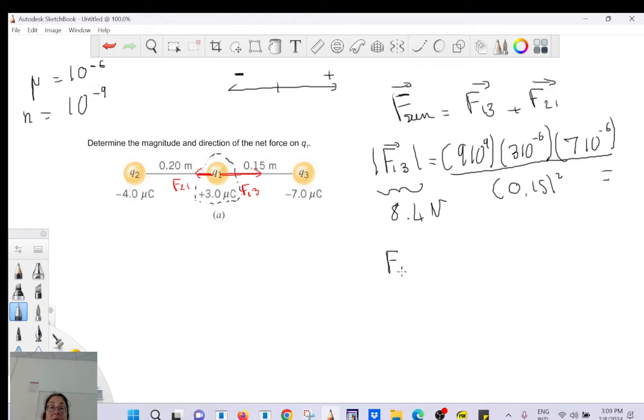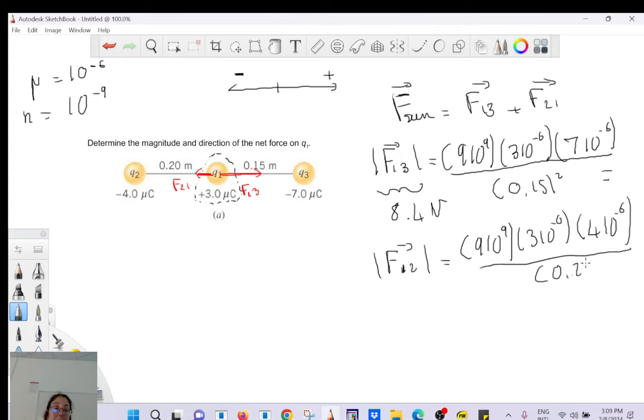Let's do the same thing for 1, 2. Find the magnitude for 1, 2. 1, 2, 2. Or 2, 2, 1. So you do the same thing, okay? Just the magnitude. So what do you get? 2.7 newtons, very good. So you have 8.4 to the right, 2.7 to the left.